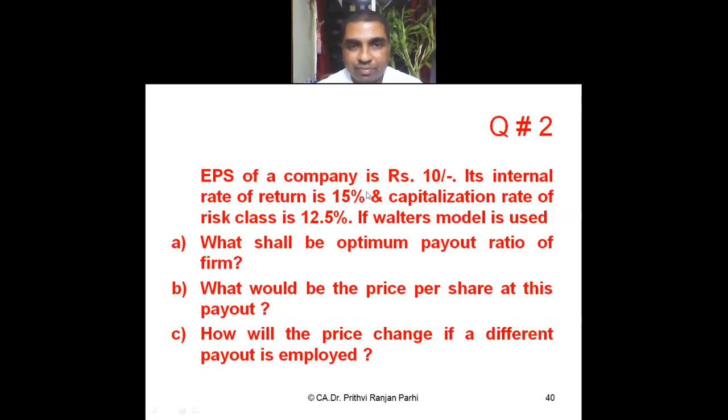The company earns at the rate of 15%, R is 15%, capitalization rate is 12%, KE is 12%. We have to decide what is the optimum payout ratio. What would be the price per share at this payout? First we'll decide what is the optimum payout ratio. When you are following all or nothing theory, optimum payout may be 0 or 100% or maybe any payout ratio. It depends whether it's a growth firm or declining firm or a normal firm. But seeing the situation, you tell me whether it is a growth firm or normal firm or a declining firm.